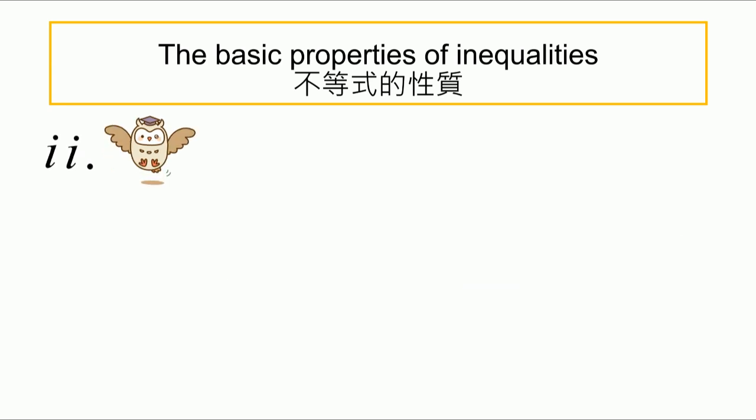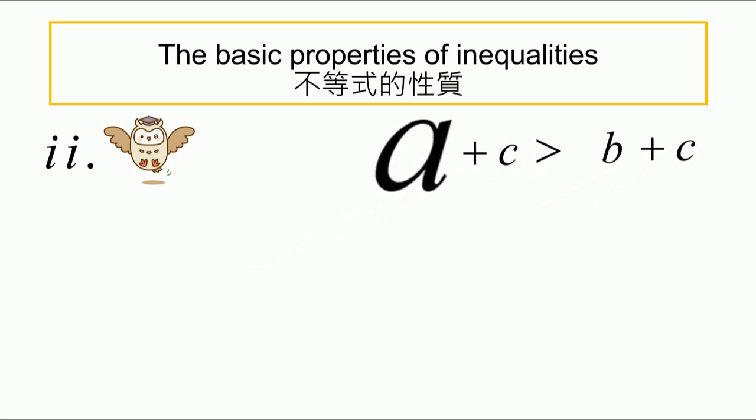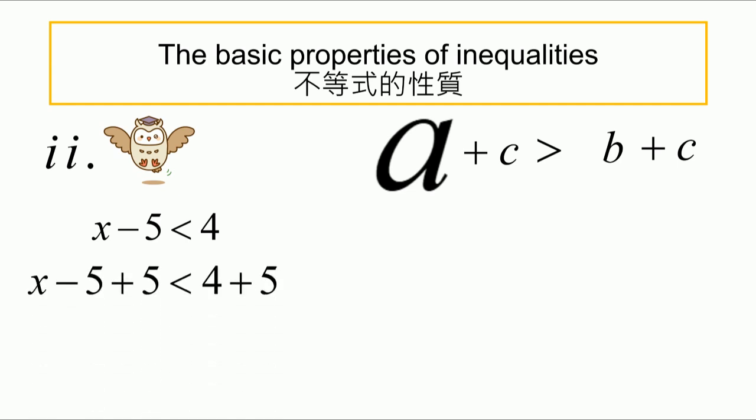The second property, if a is larger than b, when we add the same value to both numbers, this won't affect the relation that a is larger than b. Therefore, it's the same concept when solving equations. For example, x minus 5 is smaller than 4. To solve x, we would want to get rid of negative 5. If we use the balance method, then we add 5 to both sides.